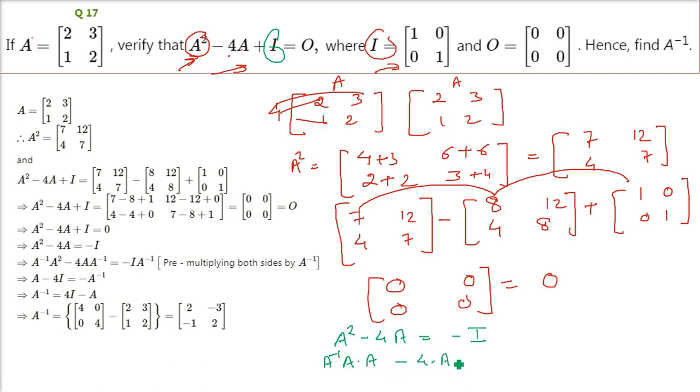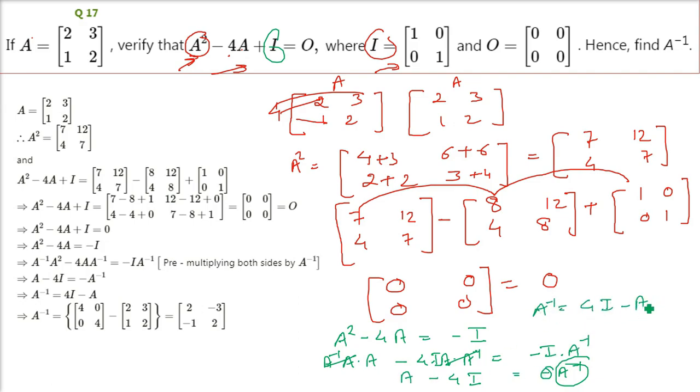So A inverse I'm multiplying, it can be before A square, it can be after A. But because of the properties, if you multiply A inverse or anything with I, it will be the same one. So A inverse I is A inverse. So A inverse cancelled here, minus 4I. Here also it gets cancelled, A minus 4I. So A minus 4I is minus A inverse. And negative you can always take here, and you can write A inverse as 4I minus A.